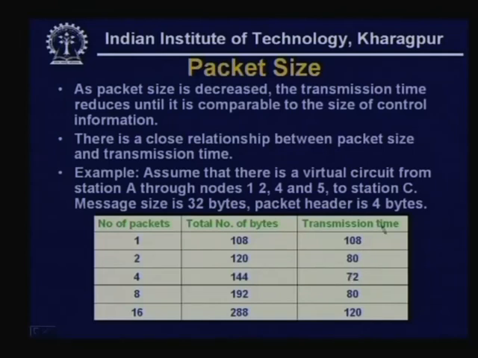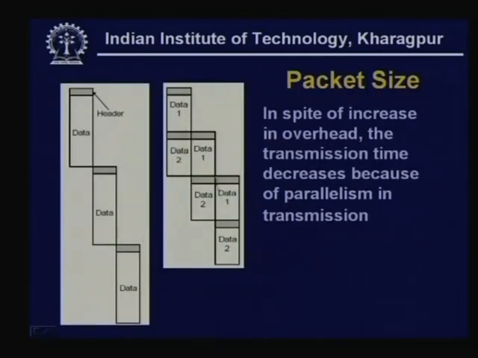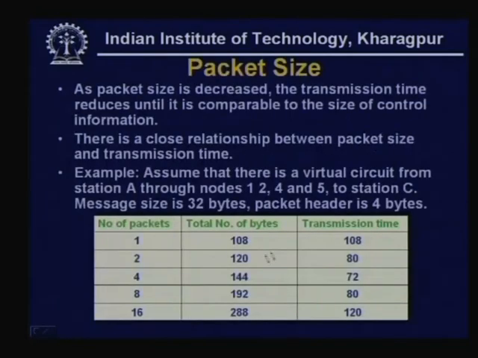Now, let us consider when each message is divided into 2 packets, as shown in this diagram. Here we see each message is divided into 2 packets. This is message 1, message 2, message 3: message 1 data 1 data 2, message 2 data 1 data 2, message 3 data 1 data 2. Here, the total number of bytes to be transmitted is 120.